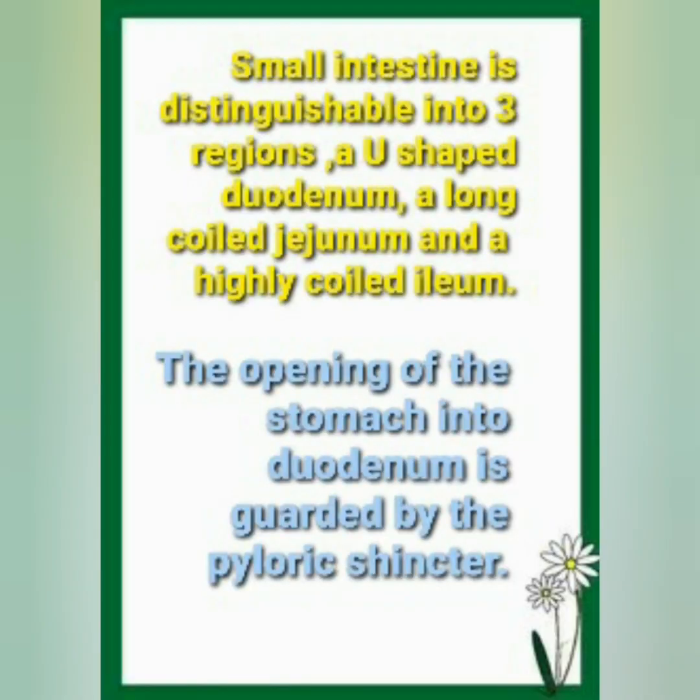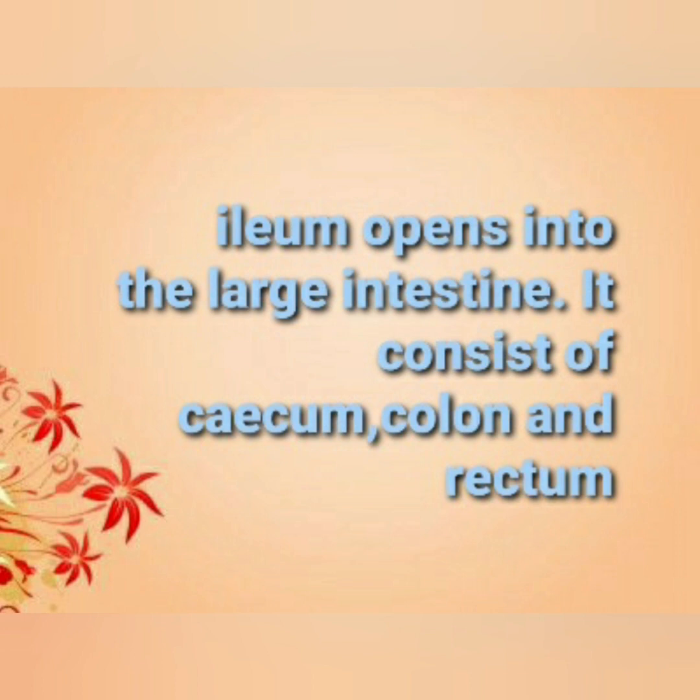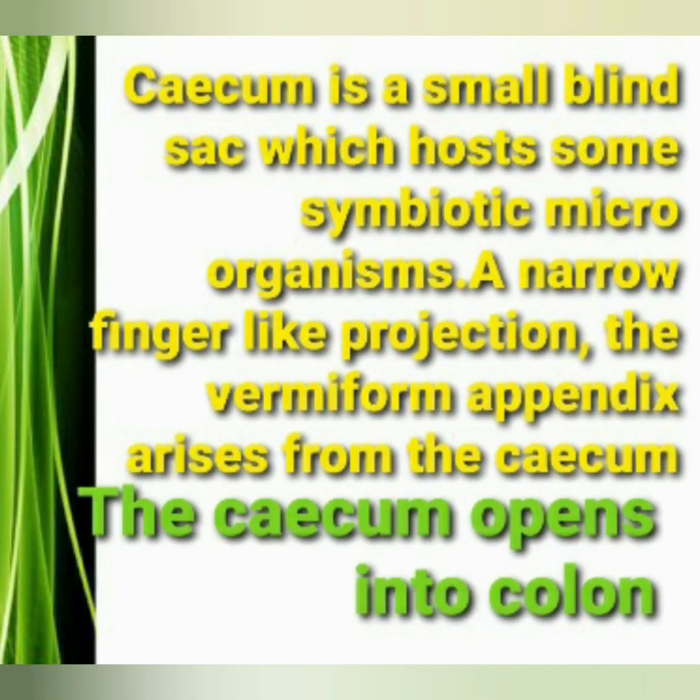Small intestine is distinguishable into three regions, a U-shaped duodenum, a long coiled jejunum and a highly coiled ileum. The opening of the stomach into the duodenum is guarded by another sphincter muscle that is called pyloric sphincter. Now the ileum opens into the large intestine. It consists of cecum, colon and rectum.